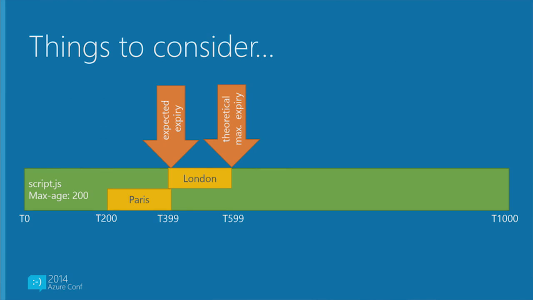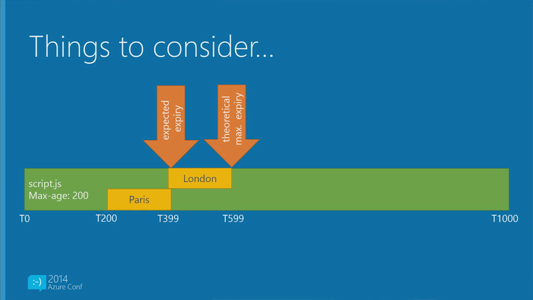Now there's a couple of things to consider. I already told you about the different endpoints that the CDN has. Imagine we have a script.js file and we set a max age in the content in the cache control header to 200. And imagine at T200 we download a file from a computer near Paris and the CDN endpoint in Paris responds with this script.js file. Now imagine at T399 we do a second request from somewhere in the UK and we hit a CDN endpoint in London.